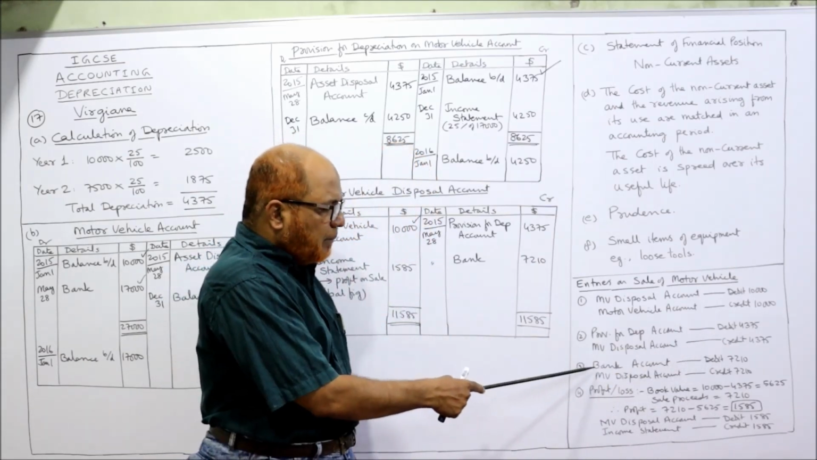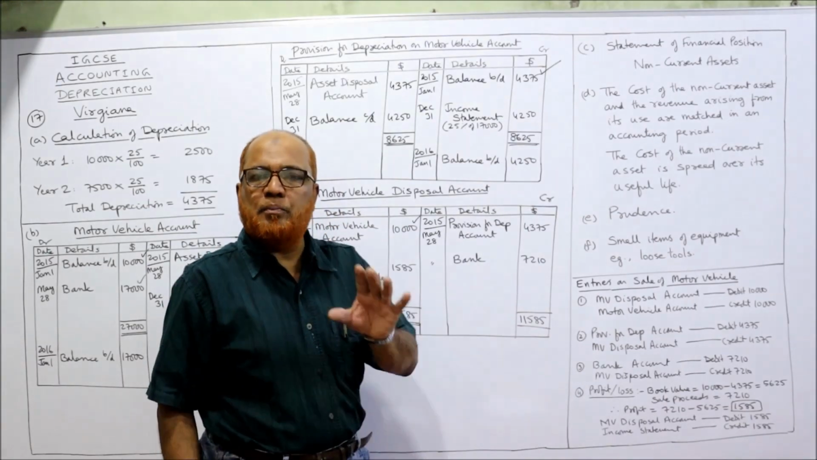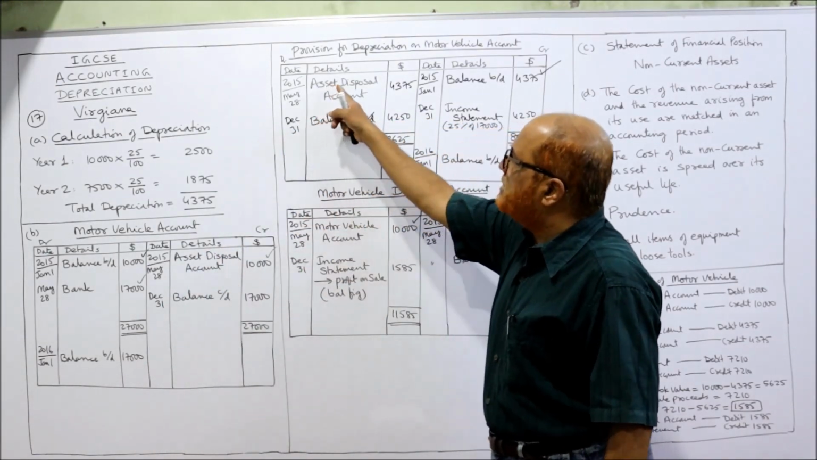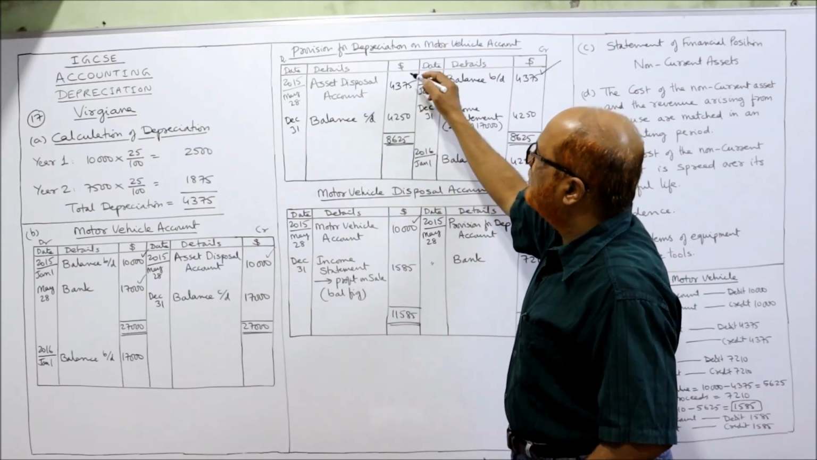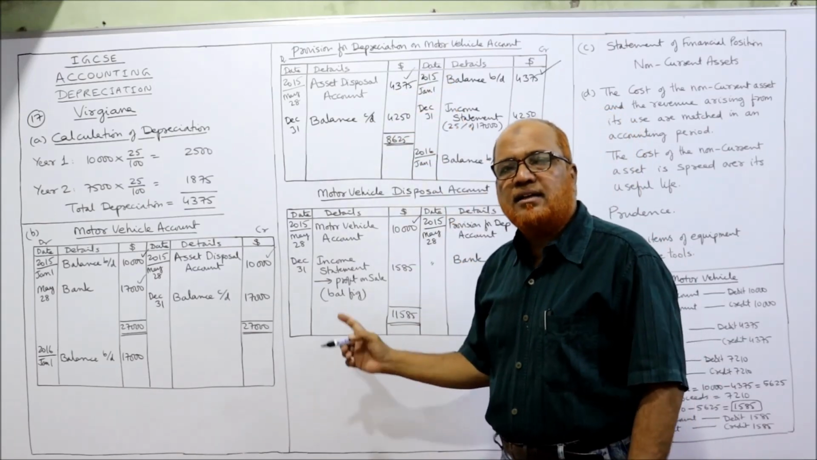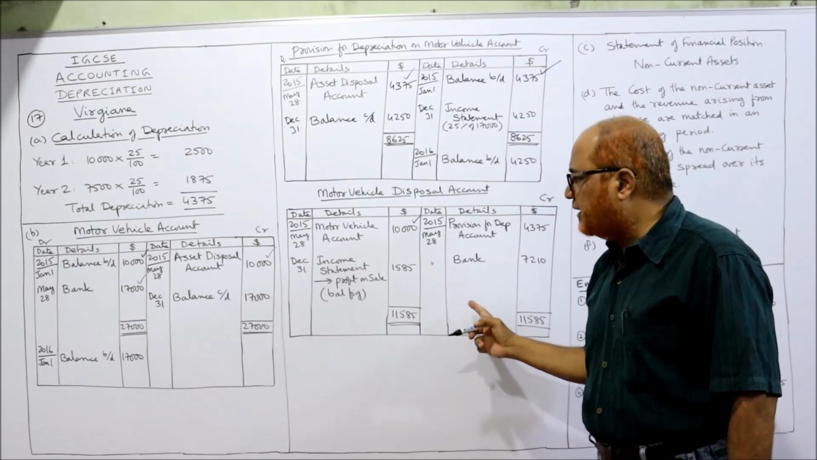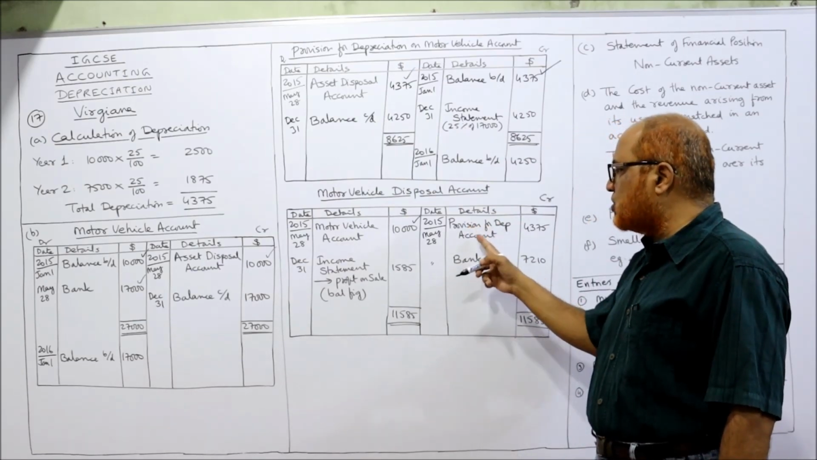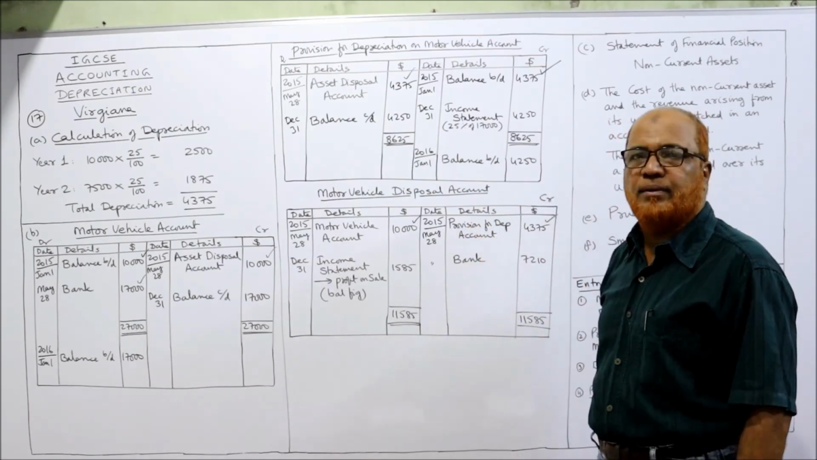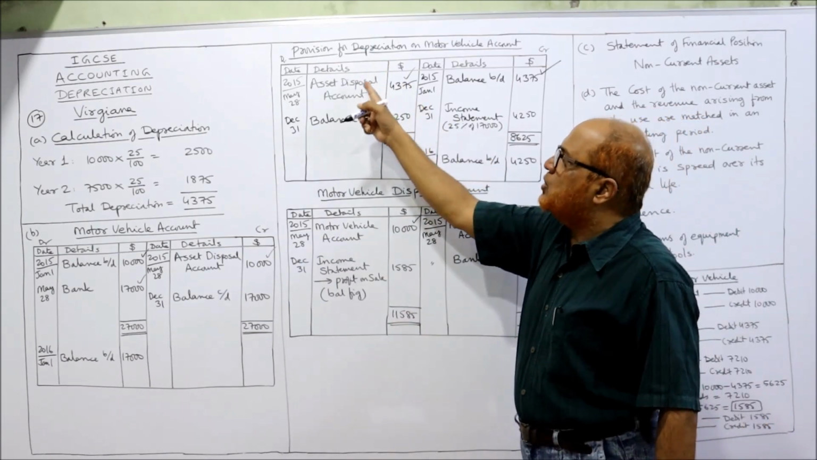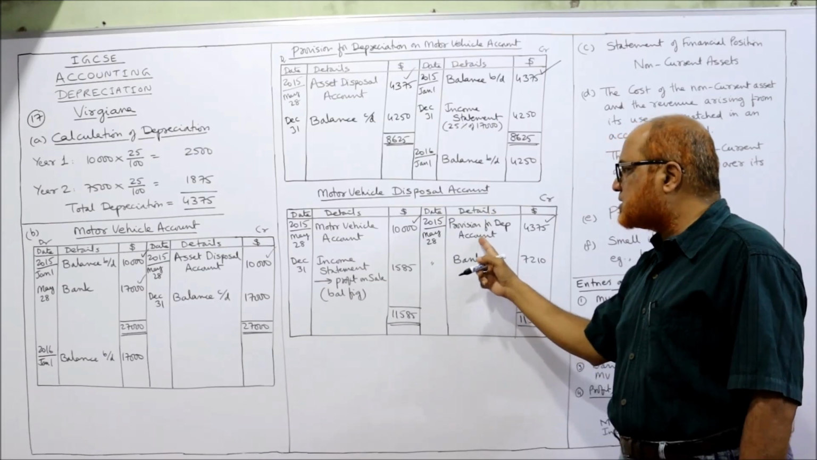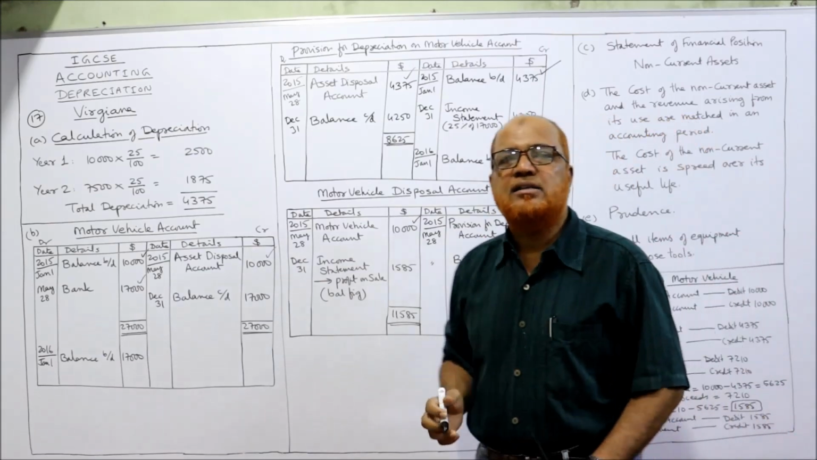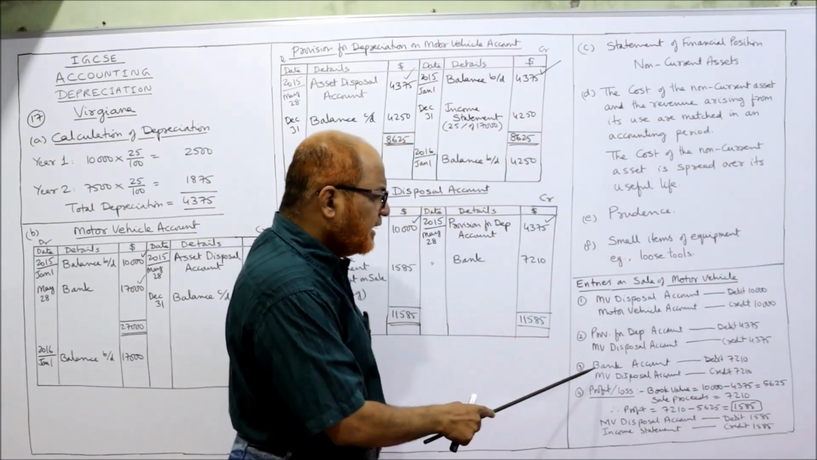So which account should be debited here? Provision. Provision should be debited. So here on the debit side, asset disposal account 4,375. And asset disposal account should be credited. So on the credit side you can see provision for depreciation account 4,375. So provision account is debited and asset disposal account is credited. Two entries are over. Third entry.